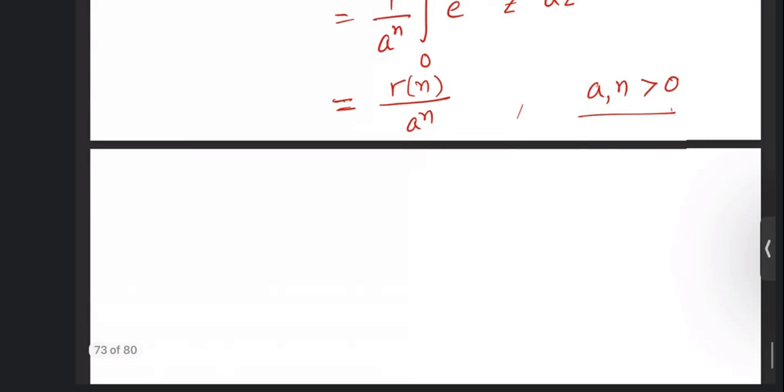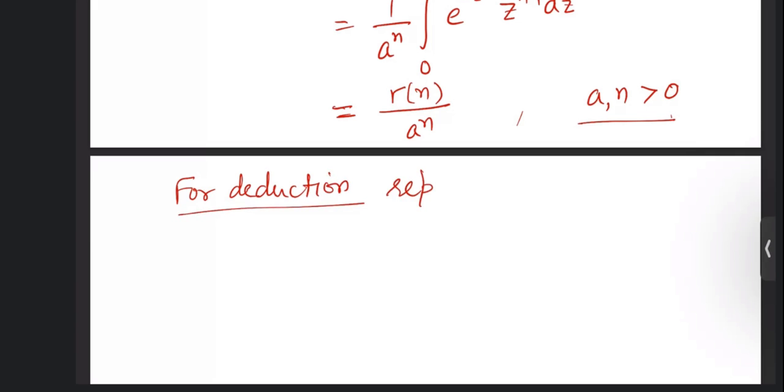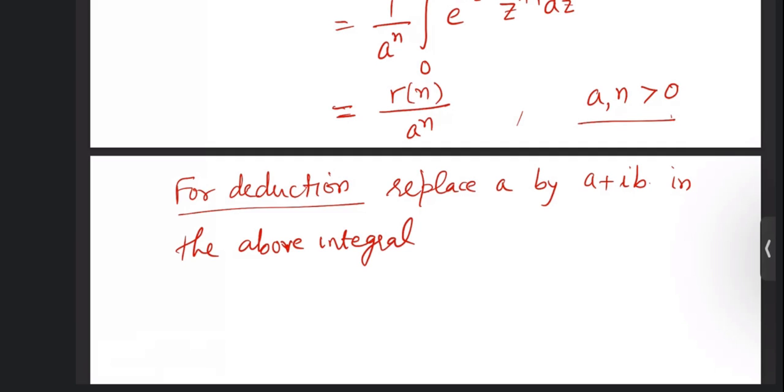Now deduction of the first part. For deduction, replace a by a plus iota b in the above integral, in both sides.